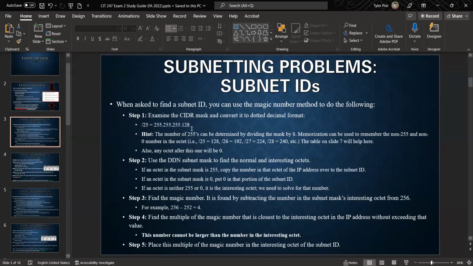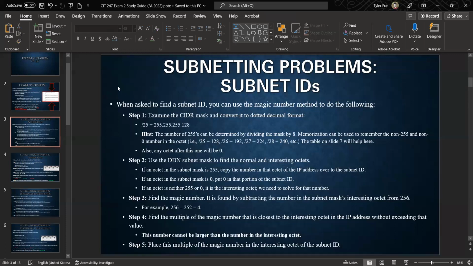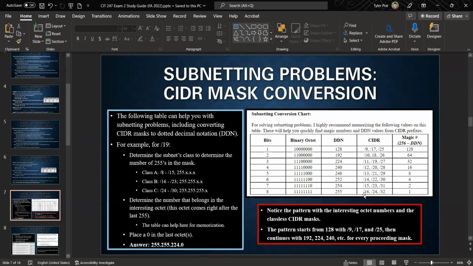This number starts with 128 at the first classless mask. What do I mean by classless mask? There are 3 subnet masks that are classful. In other words, they only consist of 255s and zeros. That is /8, /16, and /24. Note that they're all multiples of 8. Looking at this table, in between each classful mask there are going to be 7 classless masks, and they're each going to start with a specific number.